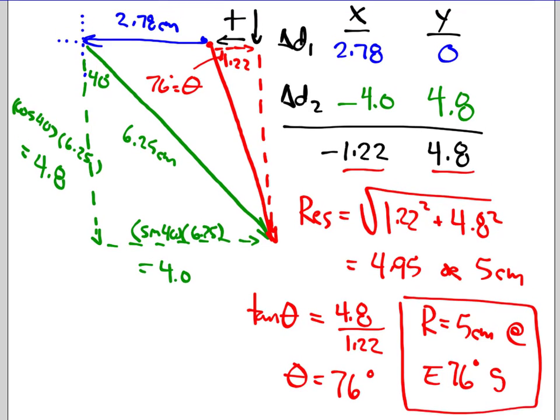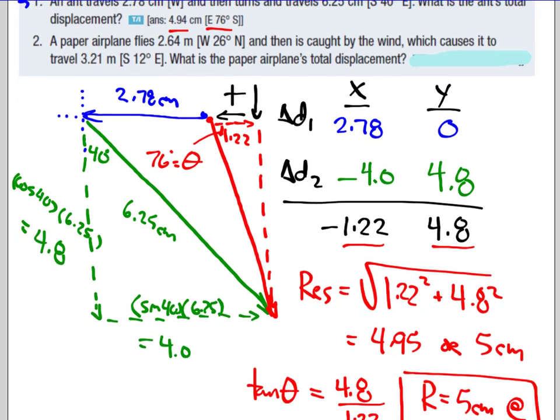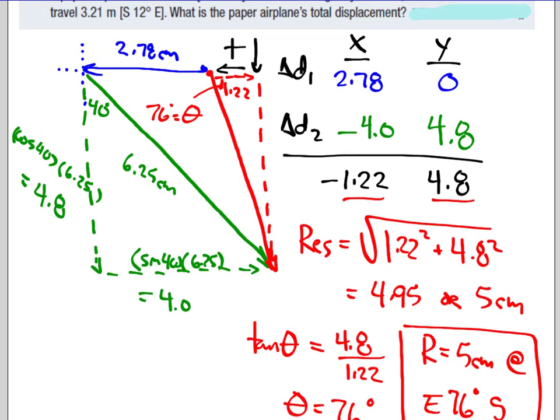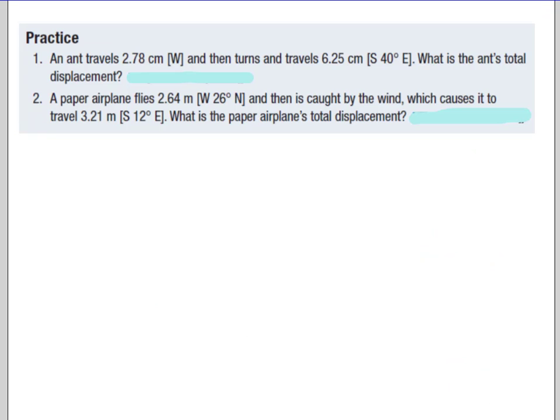So let's go up here and check. So 5, we were pretty close, and there's the east, 76 to the south. All right, so that's the table. You can see if it's well organized, it's pretty easy to follow. Let's try the next one.